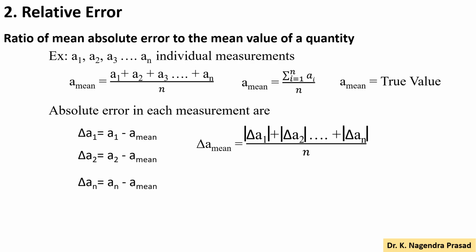Next we have to look at the relative error. Relative error is the ratio of the mean absolute error to the mean value of the quantity. So relative error equals delta A mean divided by A mean.